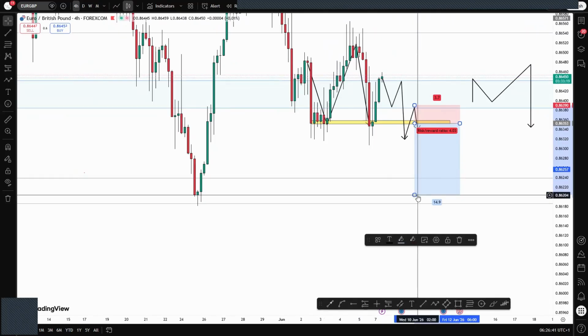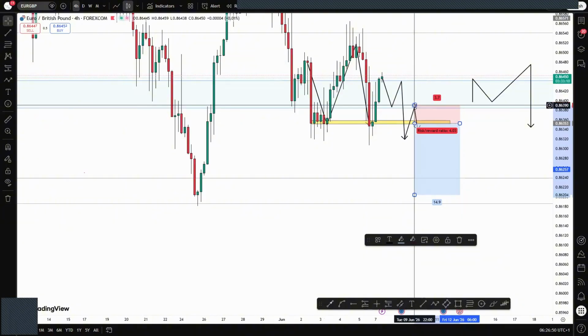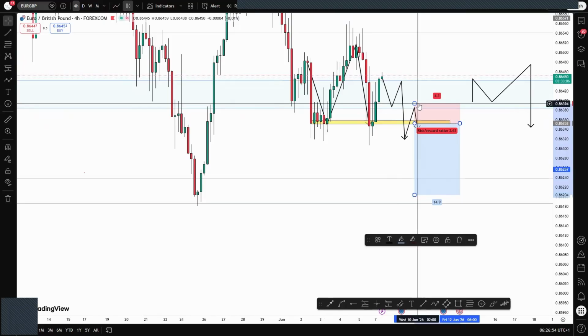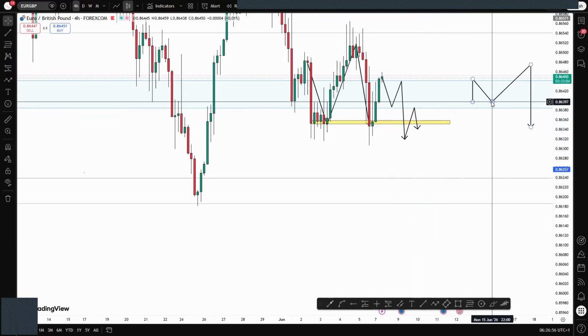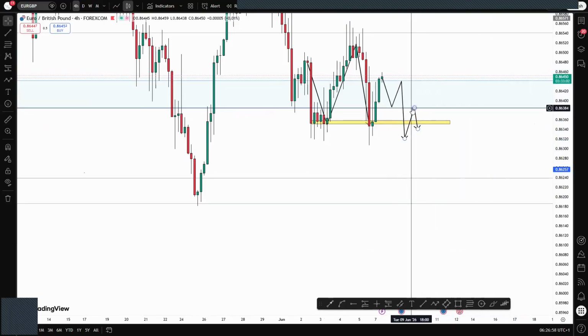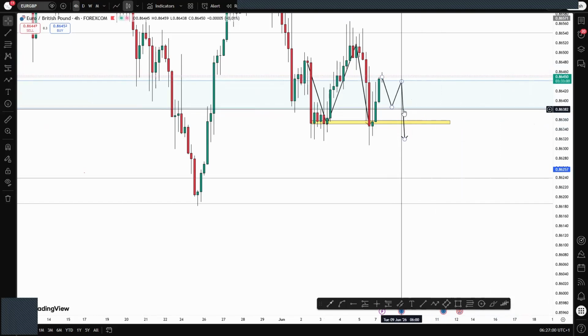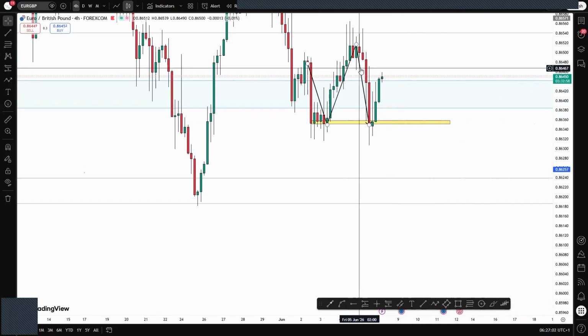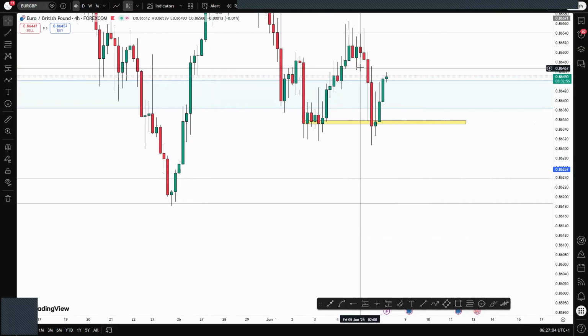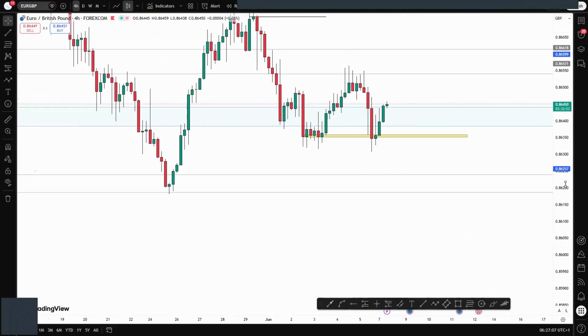We have to make sure our risk to reward is making sense also, you know. So we'll see how the 4 hour just plays out. We'll see how the 4 hour will play out. That's what we can say on this pair for now.